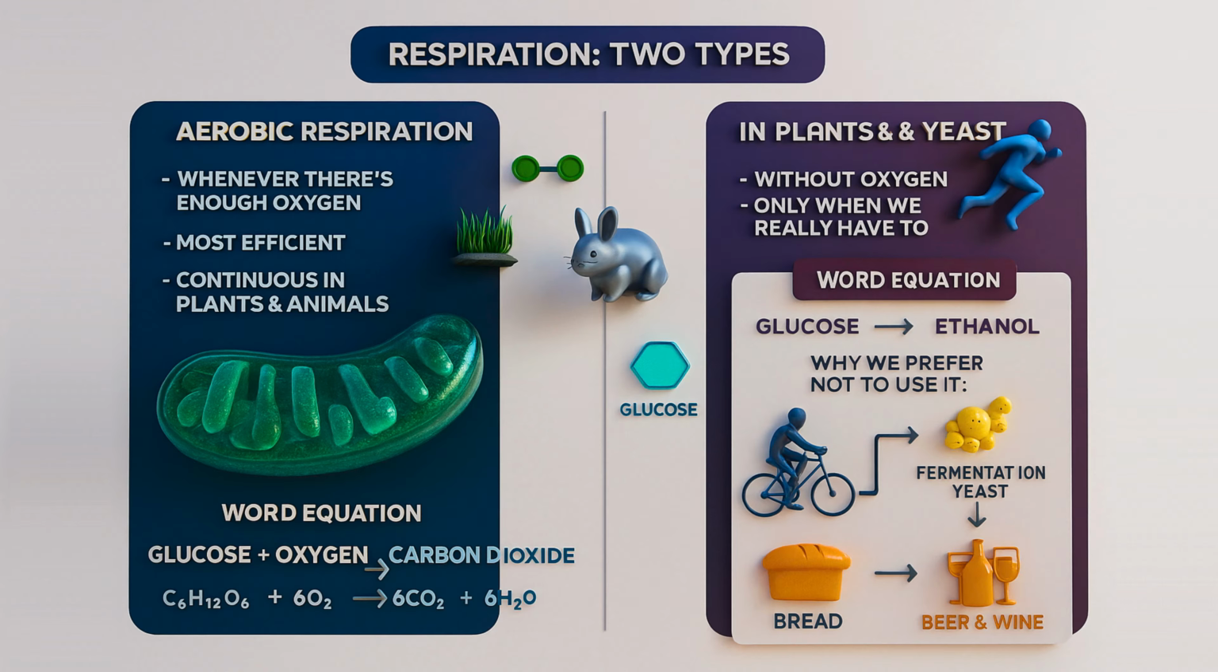The word equation for aerobic respiration is glucose plus oxygen produces carbon dioxide plus water. And in terms of a chemical description, although we are not using symbols here, this involves 6 molecules of oxygen and 6 molecules of carbon dioxide and water for each molecule of glucose. And that is because glucose is a comparatively large molecule with a formula that includes 6 carbon atoms, 12 hydrogen atoms, and 6 oxygen atoms.